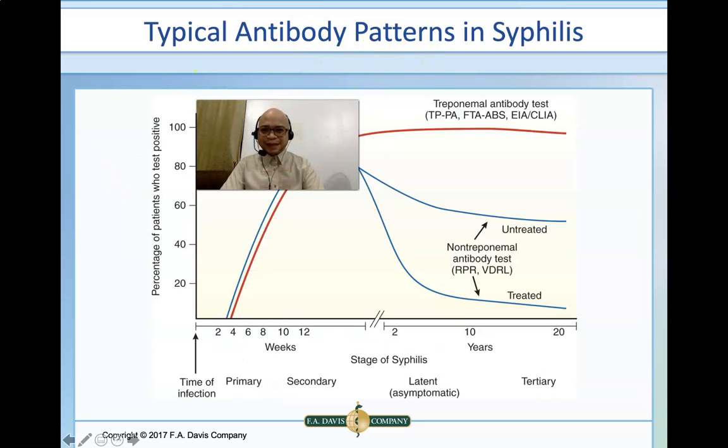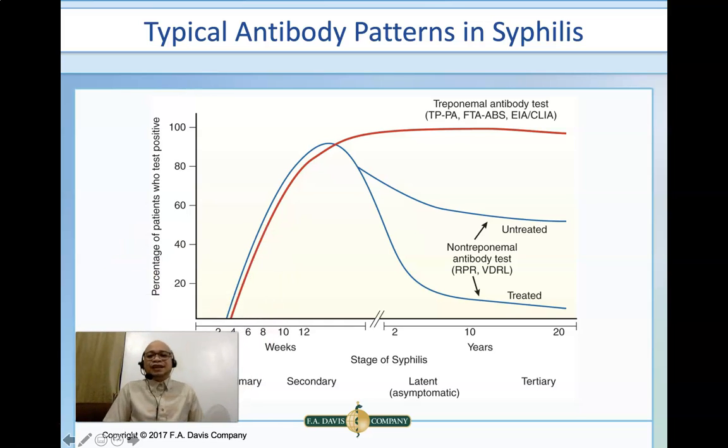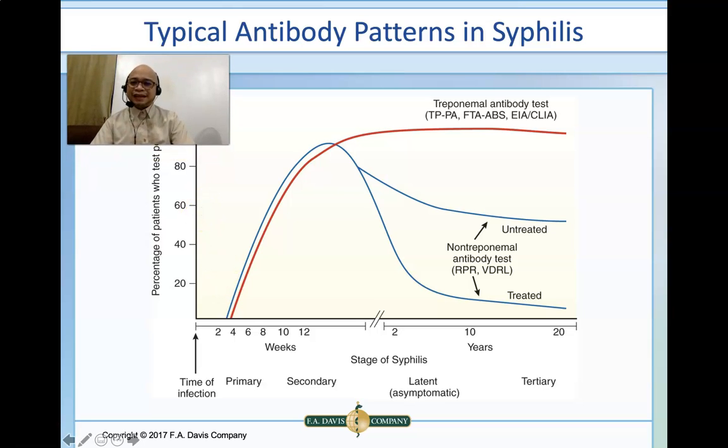Okay, so this would be the typical antibody patterns in syphilis. During the time of infection, you do not develop antibodies yet. Hence, you cannot detect it in serological reaction. However, during the primary stage, you can actually see here that the non-treponemal test would be positive alongside the treponemal tests such as the TPPA, FTA-ABS, or even the enzyme immunoassay.